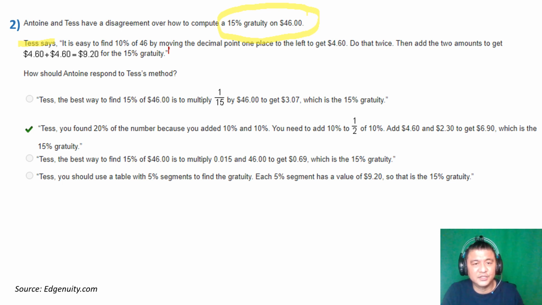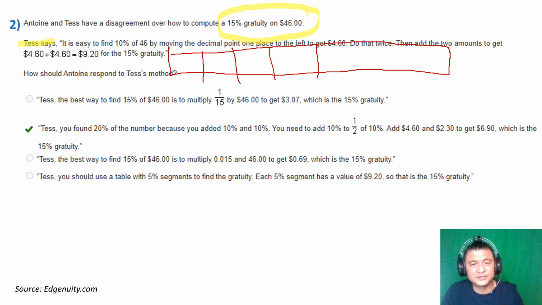She's thinking of splitting. Remember the strategy? Divide into 10 parts, and each part is 10% of 46, which would be what? $4.60. So each of these is $4.60, $4.60, $4.60, $4.60. You do that 10 times. And what did he say? Just do it twice, twice of this.